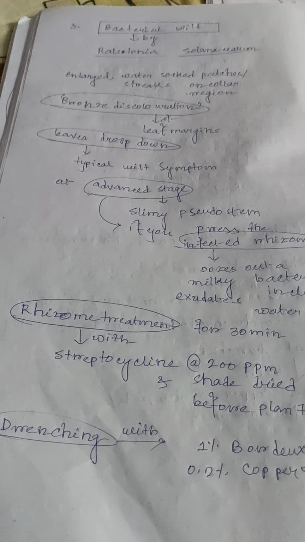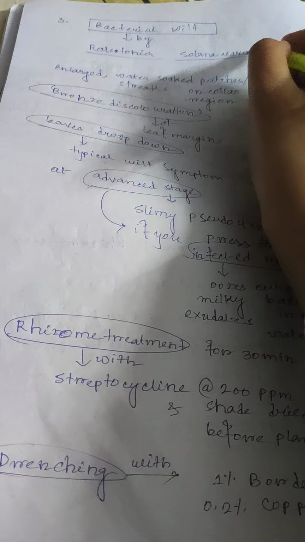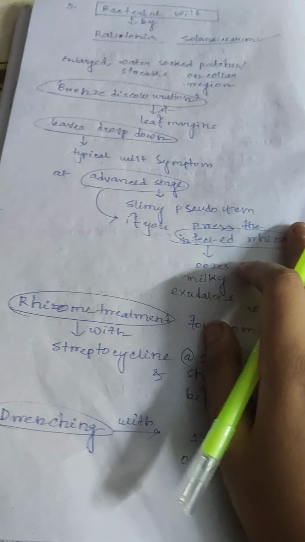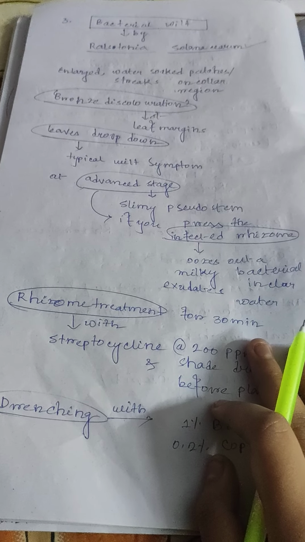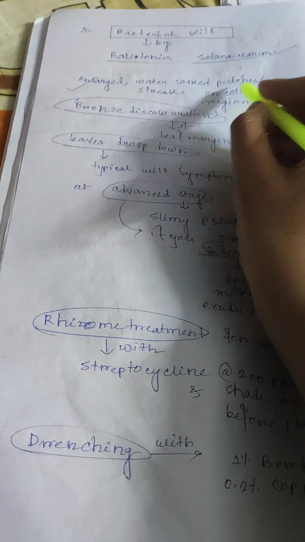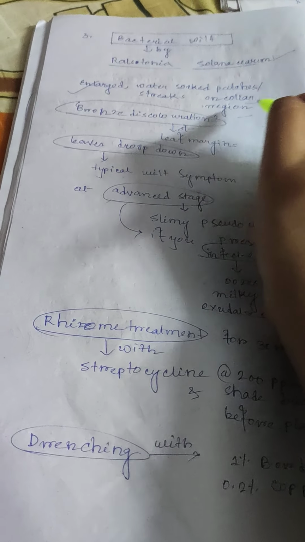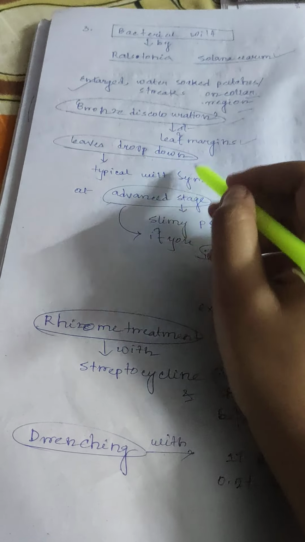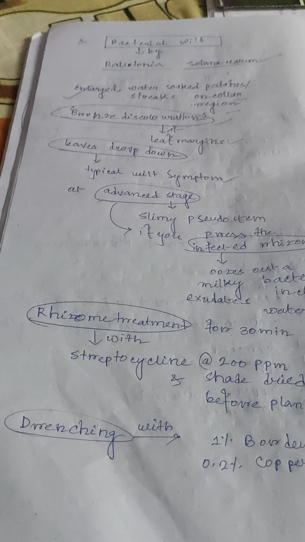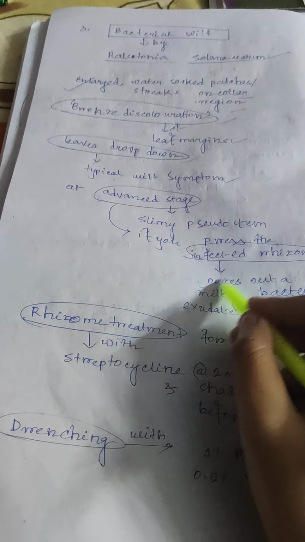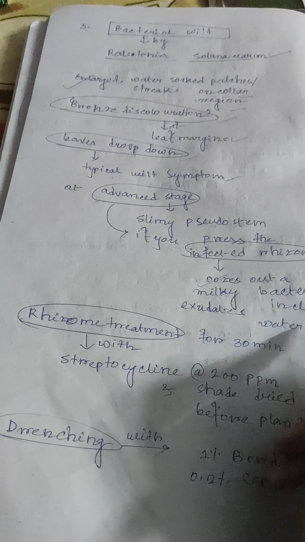Bacterial wilt in ginger is caused by Ralstonia solanacearum. Symptoms: enlarged water-soaked patches or streaks on the collar region. Bronze discoloration of leaf margins. Leaves droop down, a typical wilt symptom. At an advanced stage, the pseudostem becomes slimy. If you press the infected rhizome, a milky bacterial exudate oozes out in clear water.